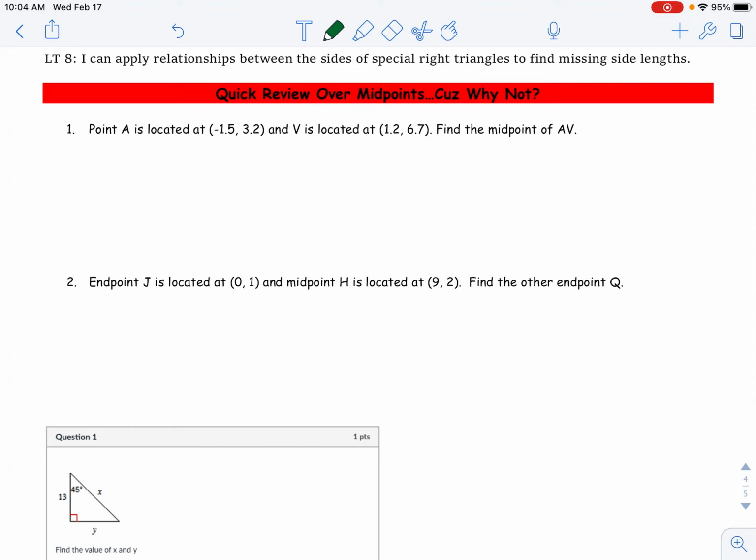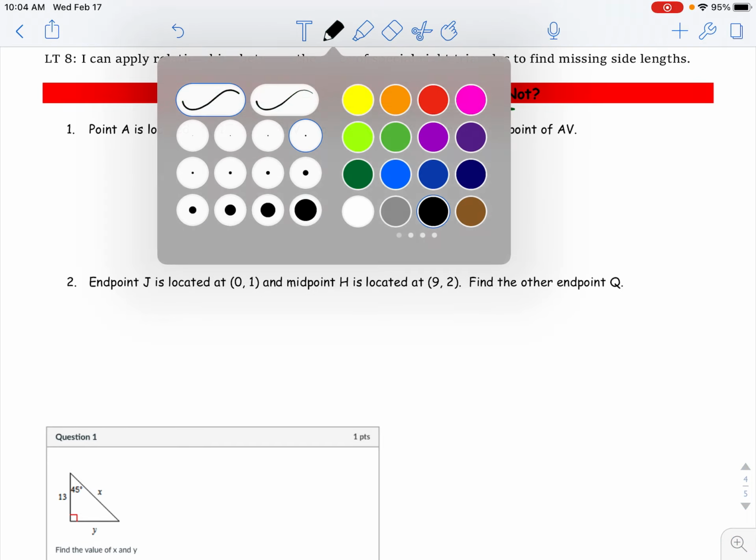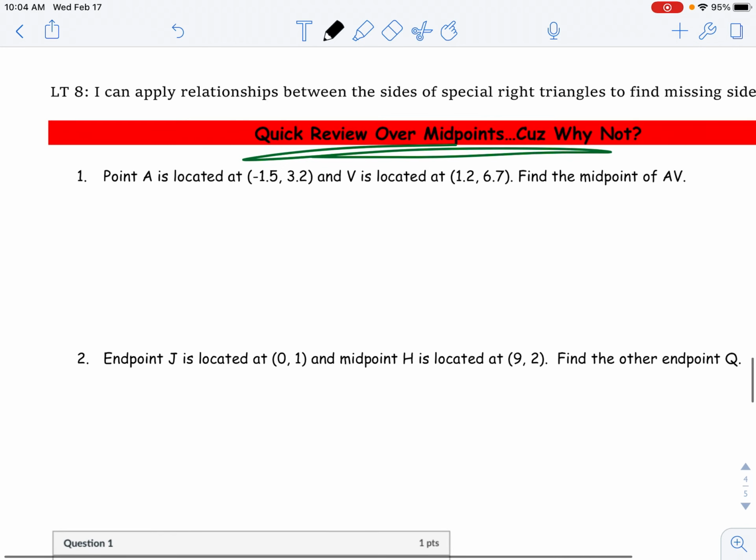All right, and then we're just going to do 2 quick midpoint review, because why not? All right, so reviewing midpoints. All right, we still got to remember this stuff, very important. They're coming up later on in the school year. So point A is located at this, point B is located at that. Find the midpoint of AB.